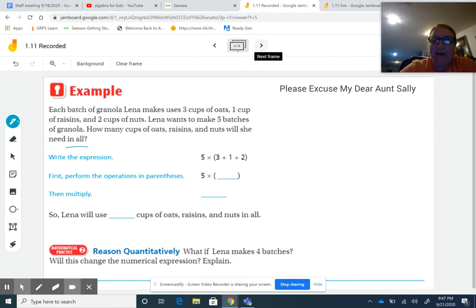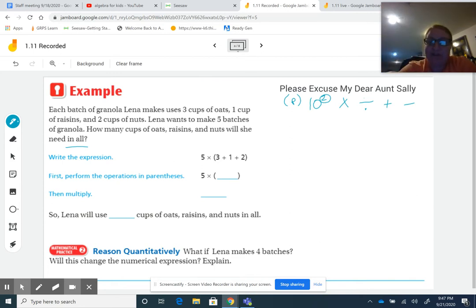Now let's look at, please excuse my dear Aunt Sally. Please stands for parentheses. Excuse stands for exponent. My stands for multiplication. Dear stands for divide. Aunt stands for add. And Sally stands for subtraction.